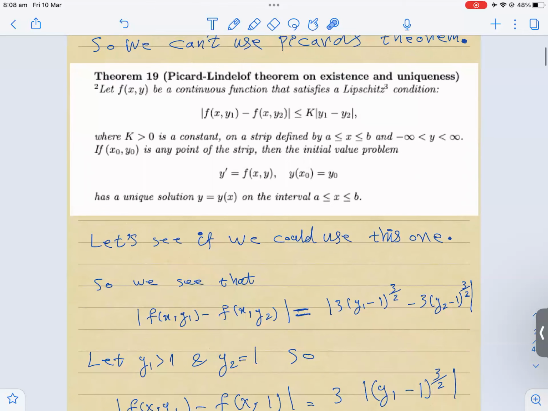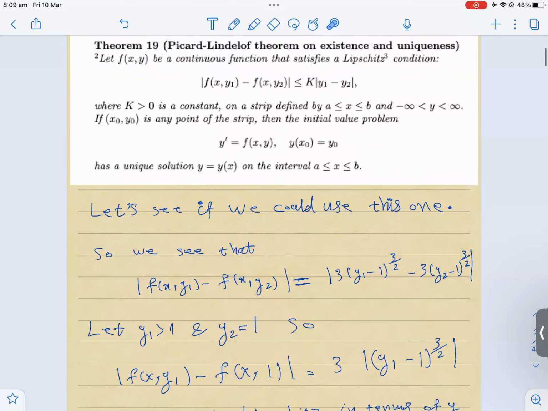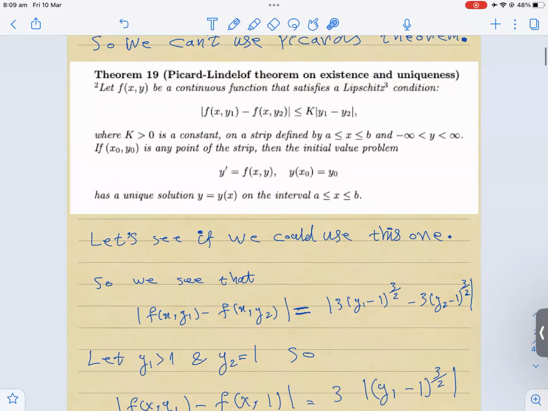Now let's analyze part A of question 1, to see if we are able to use this theorem. The second theorem is the Picard-Lindelof theorem, with the Lipschitz condition. The third one will be Peano's theorem. If I want to analyze this one, I start by writing the left hand side, f of x, y1 minus f of x, y2.